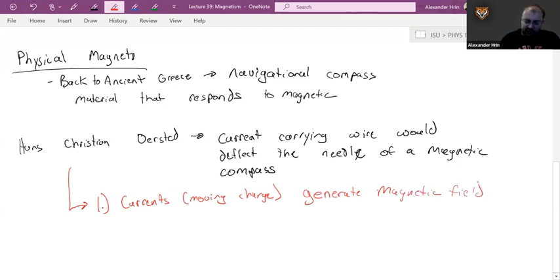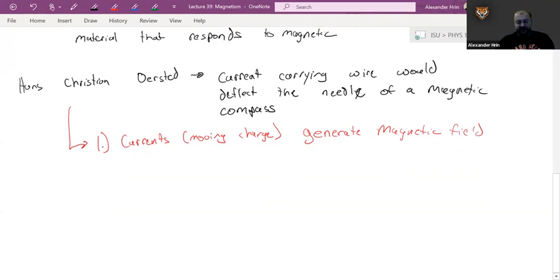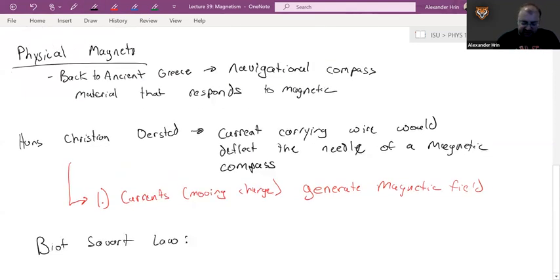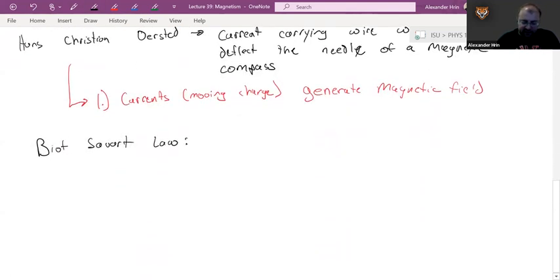Before we do that, we'll jump on to the Biot-Savart law. The Biot-Savart law is the law that mathematically states that relationship. I'll just give you a simple one: your magnetic field is equal to mu naught I over 2 pi r.